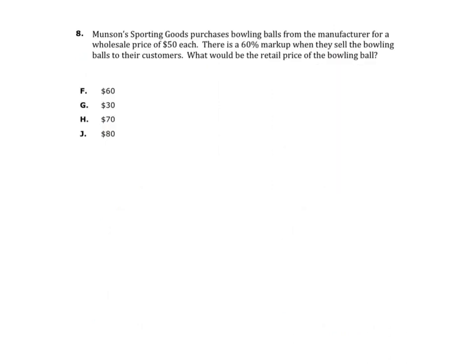Number 8 says, Munson Sporting Goods purchases bowling balls from the manufacturer for a wholesale price of $50 each. There's a 60% markup when they sell the bowling balls to their customers. What would be the retail price of the bowling ball?